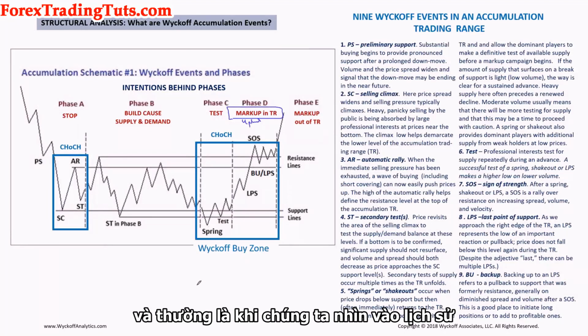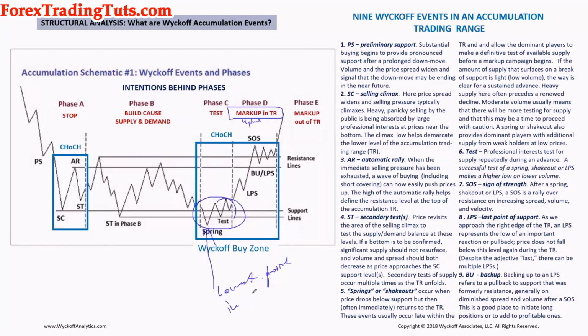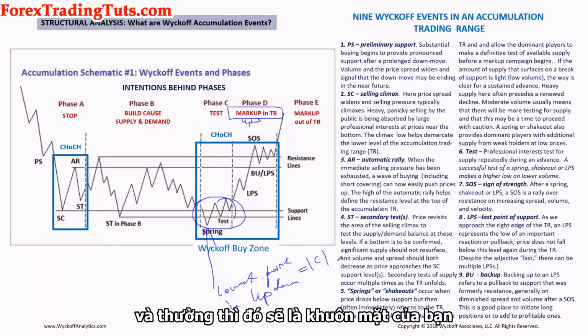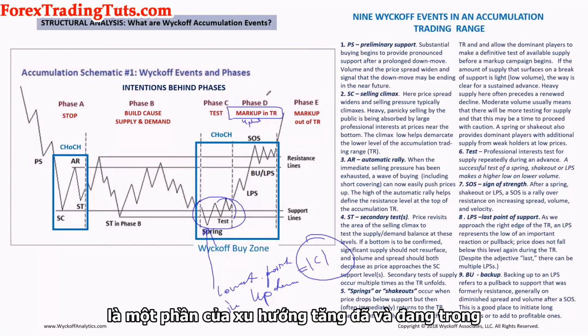And usually when we look at the historic chart and you need to quickly identify phase C, what do you look for? You look for the lowest point in an uptrend, and usually that's going to be your phase C. That's going to be a shortcut as well, and especially for the homework that I'm going to give you guys. So phase D is a part of the uptrend already.